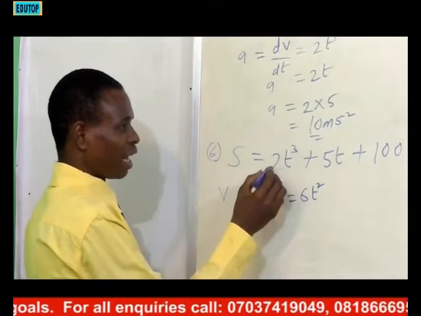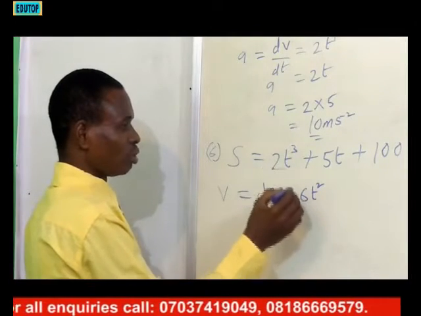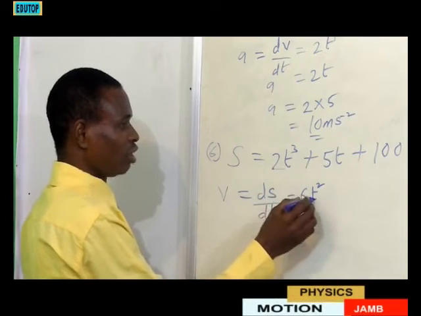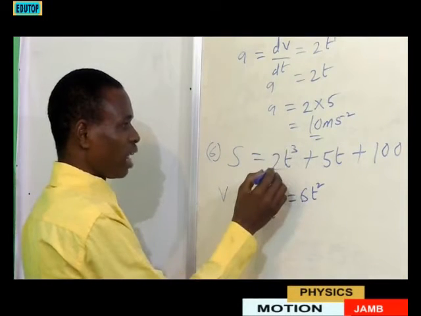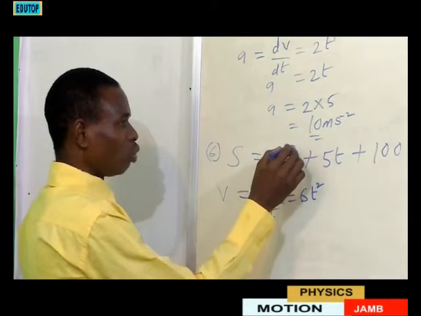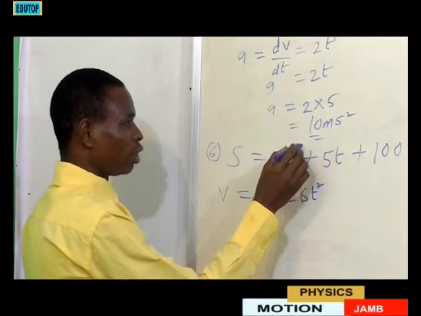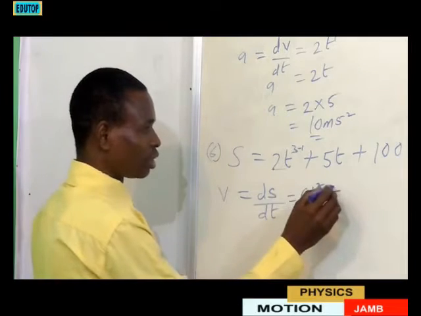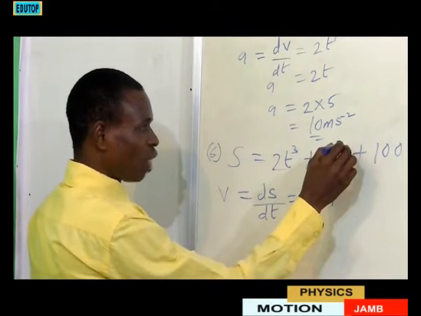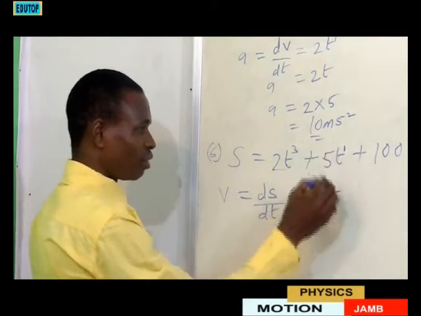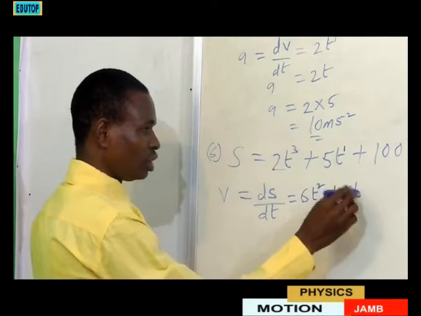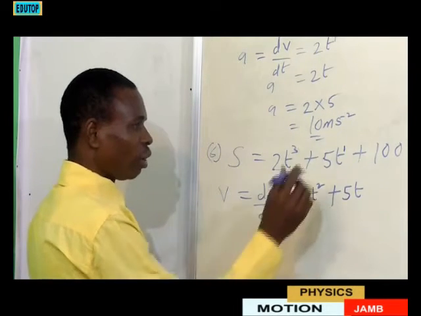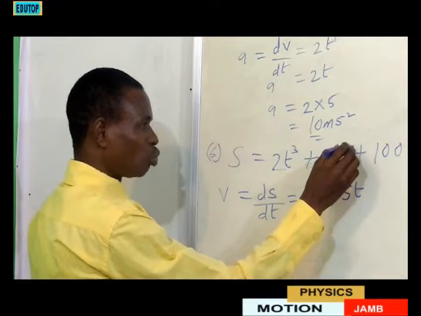Use this power to multiply this. 3 times 2 is 6t. After you have multiplied it, whatever the power you are having here will be minus 1. So if you remove 1 from 3, plus the power here is 1. 1 times 5 is 5t. Then we are going to have 1 minus 1.